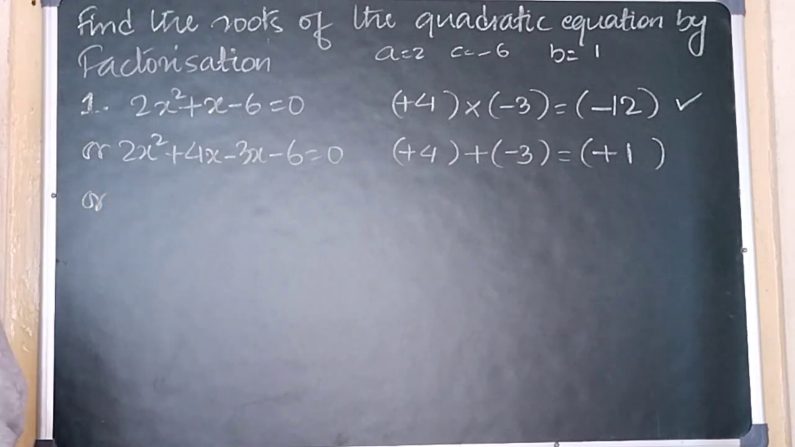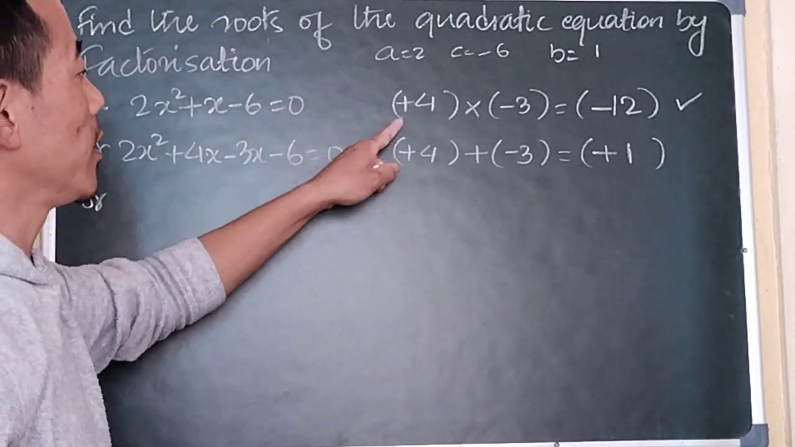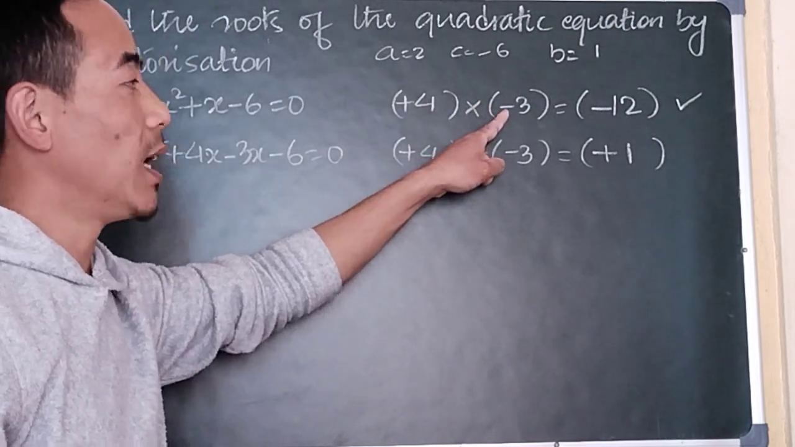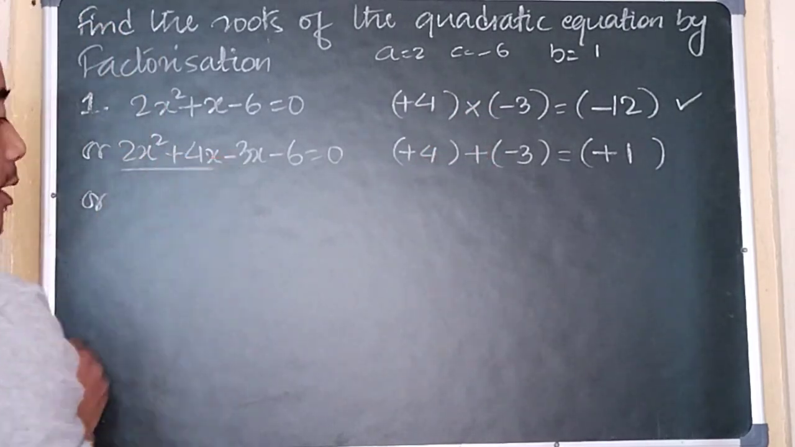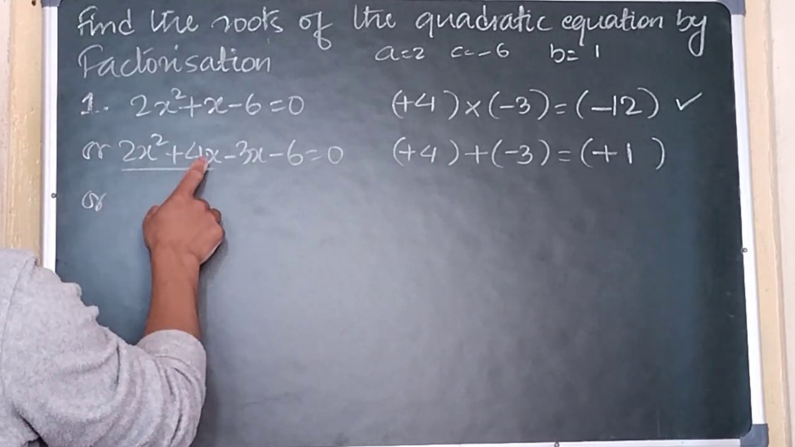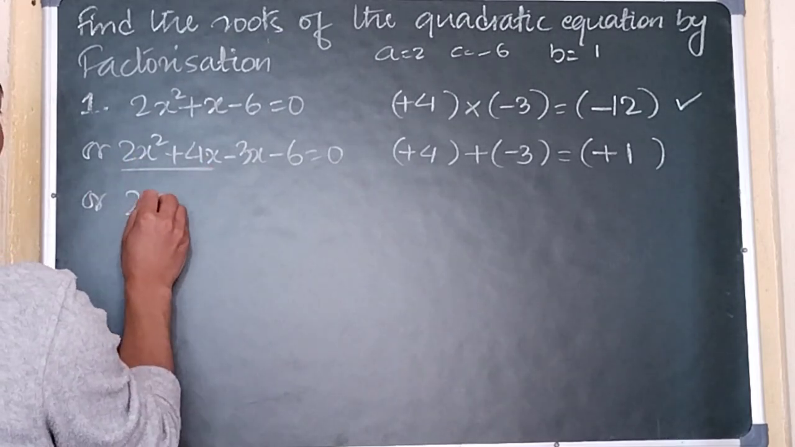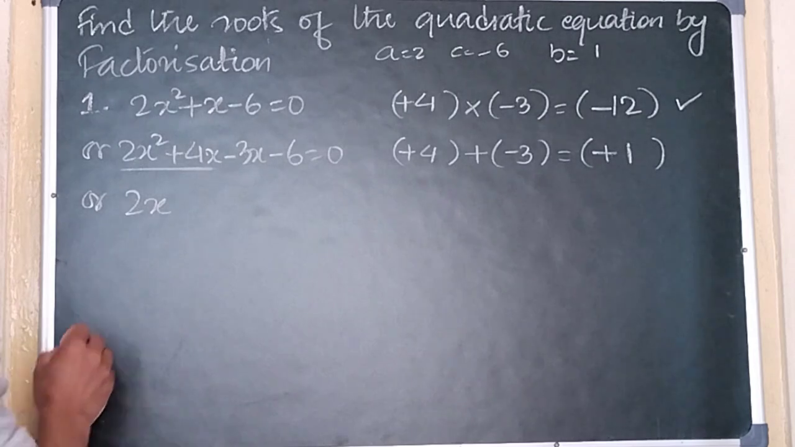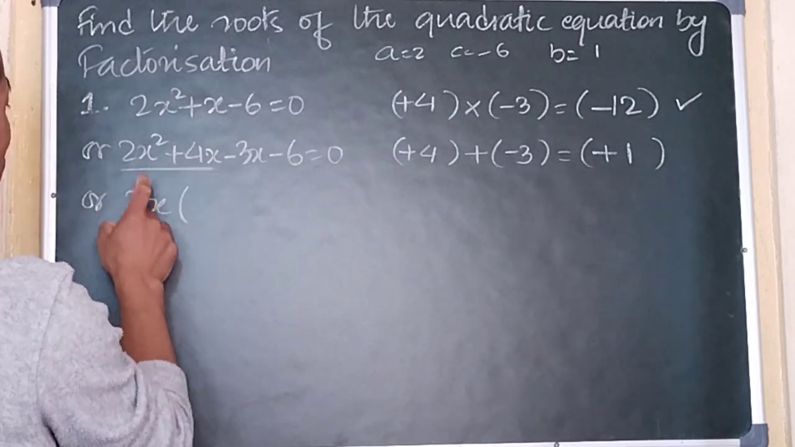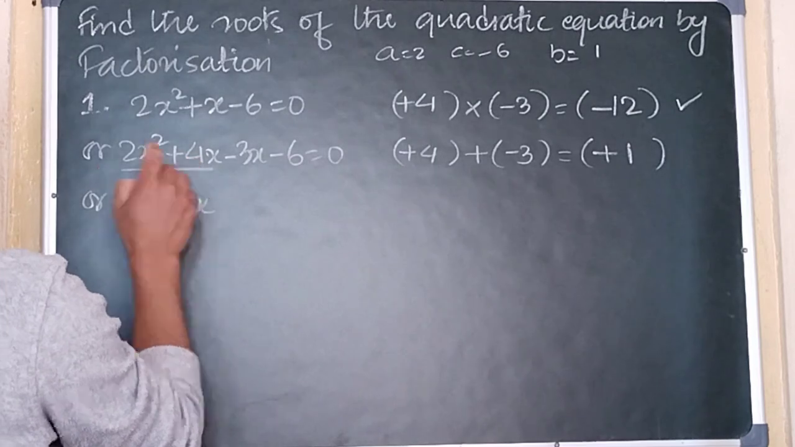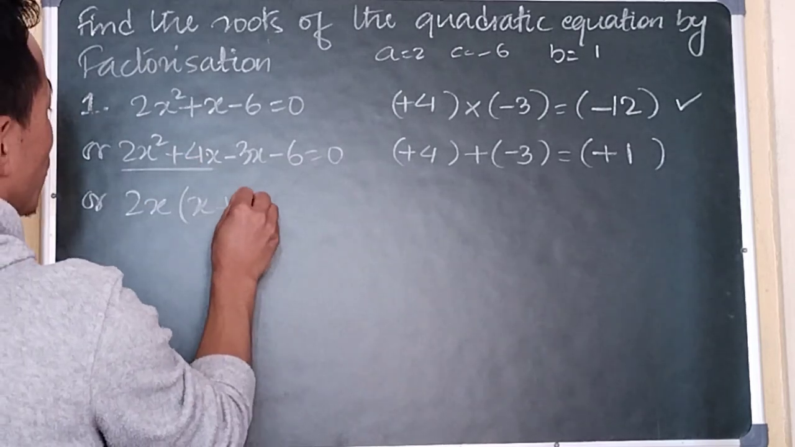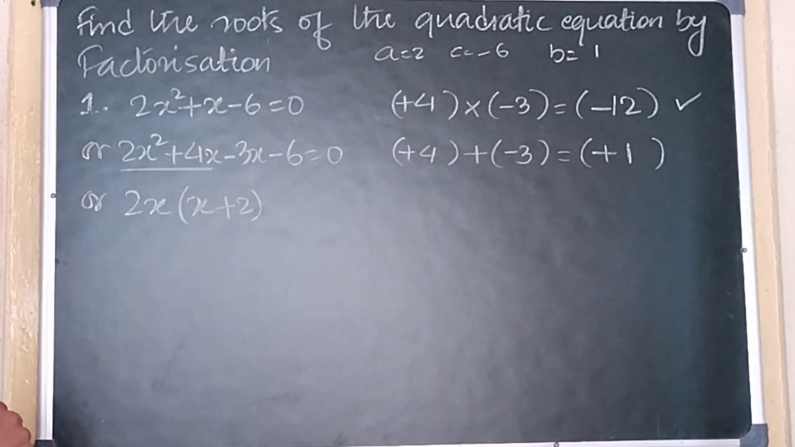Now after this step, the first step is this one, to find the numbers for the middle term. After you do that, then from the first two terms, you will take the common. So 2x squared, 4x. What is common here? Common will be 2x. So when you take out the common as 2x, what is left in the first term? It will be x. And what will be left in the second term? We are left with plus 2.